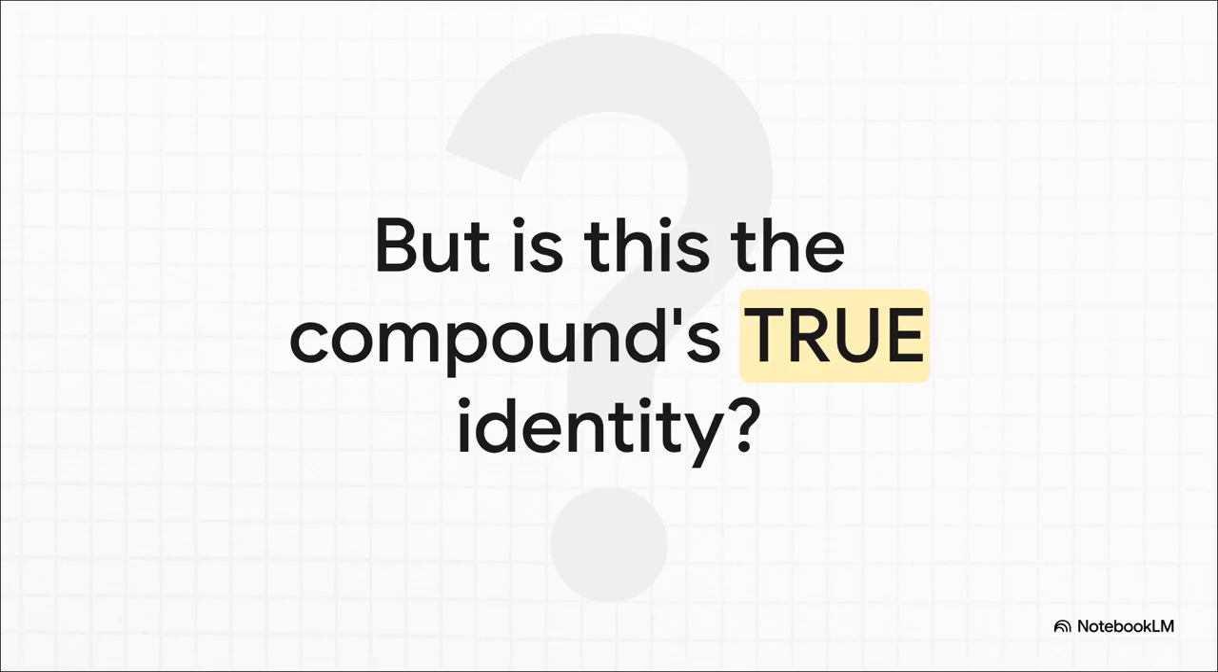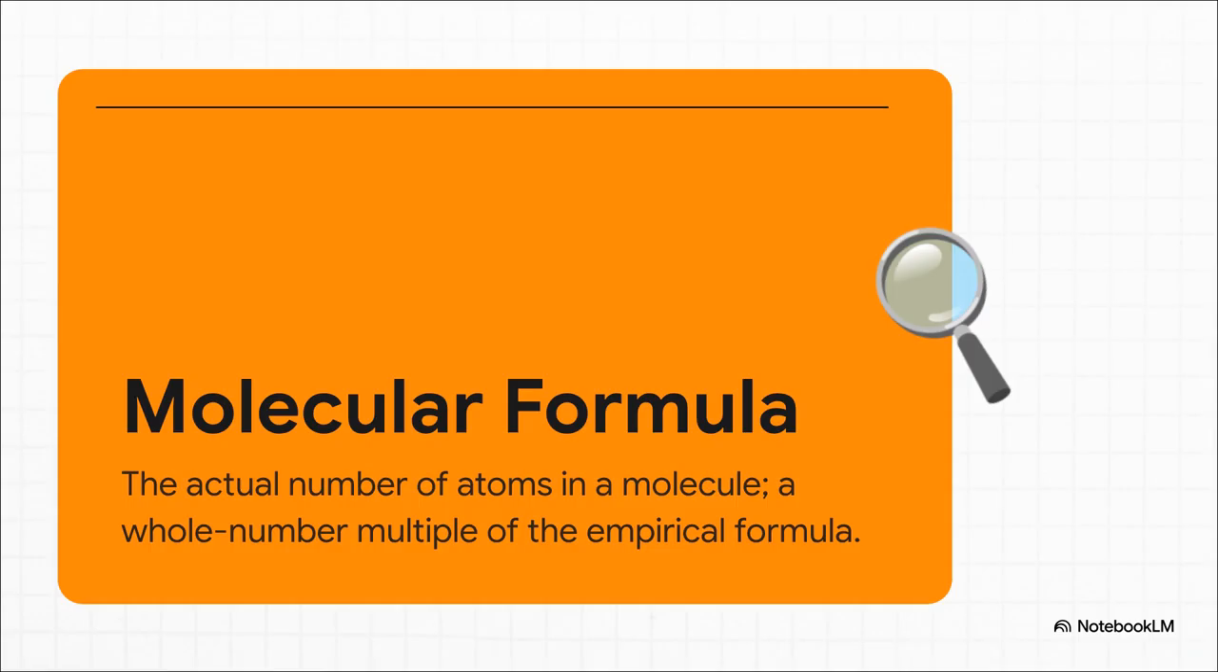But hang on a second. Are we done? Is the case closed? Not quite, because the simplest ratio isn't always the actual, true formula of the molecule. We're missing one last piece of the puzzle. The true identity of a molecule is called its molecular formula. This is the actual number of atoms. And the cool thing is, it's always a simple whole number multiple of that empirical formula we just figured out.